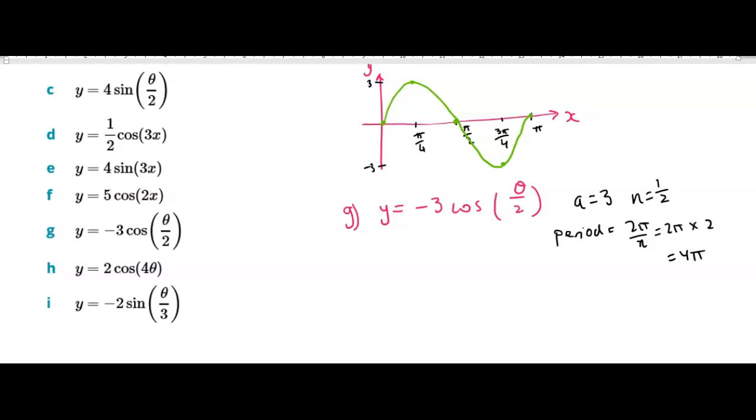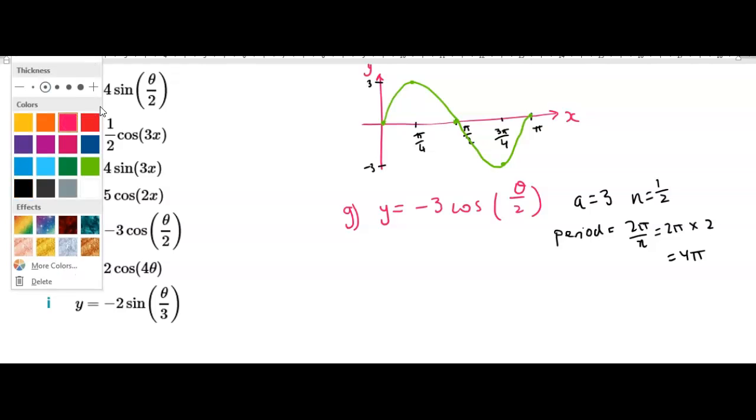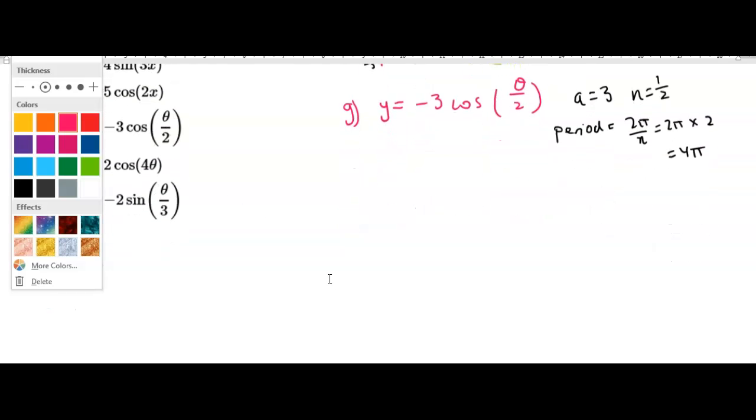All right, so let's get our axes ready. I'm just going to scroll so we've got a bit of space.